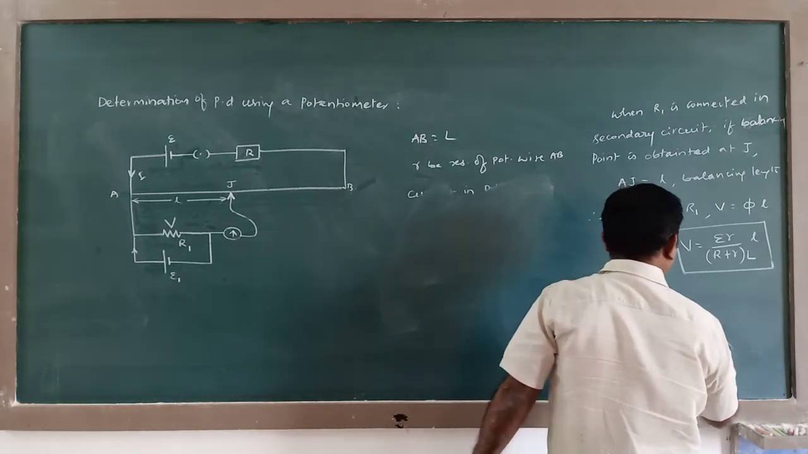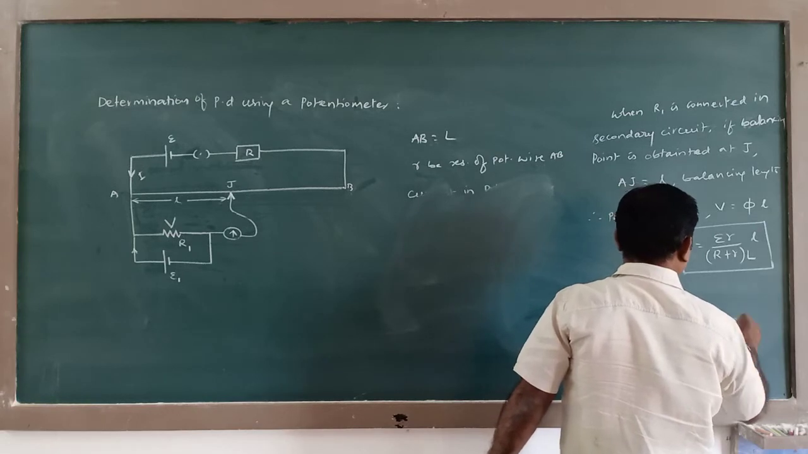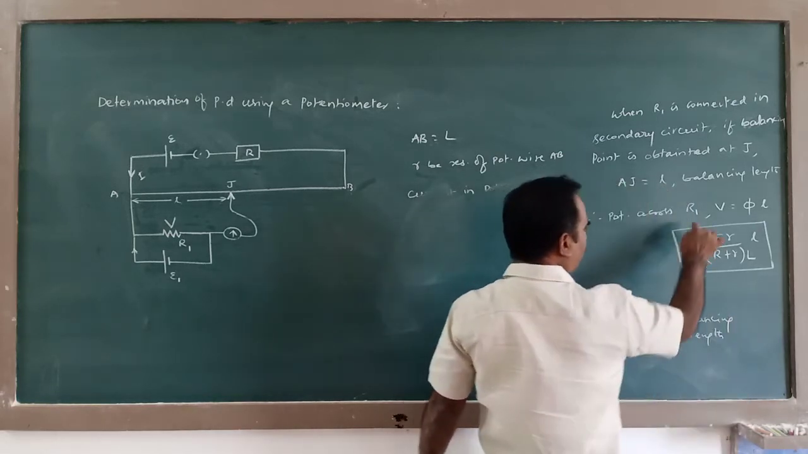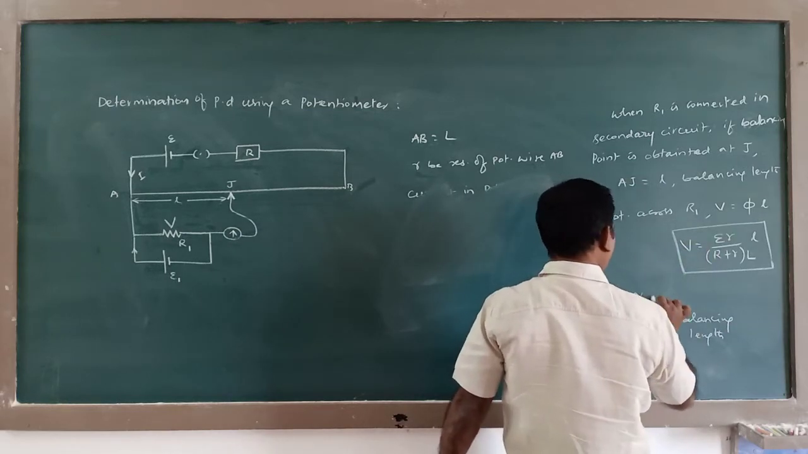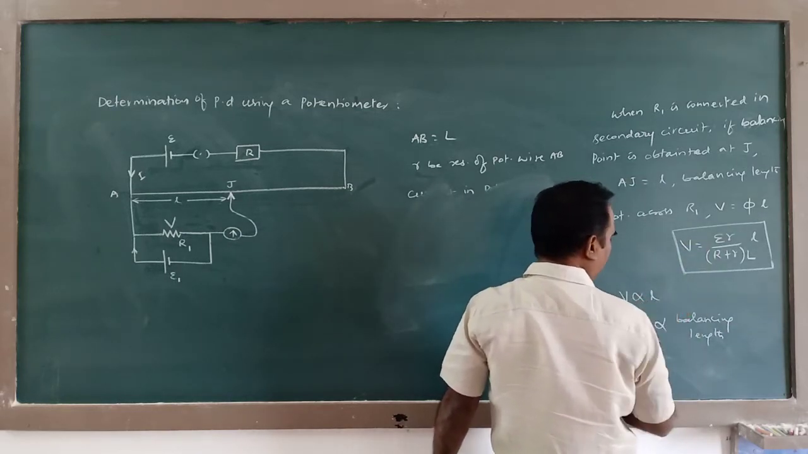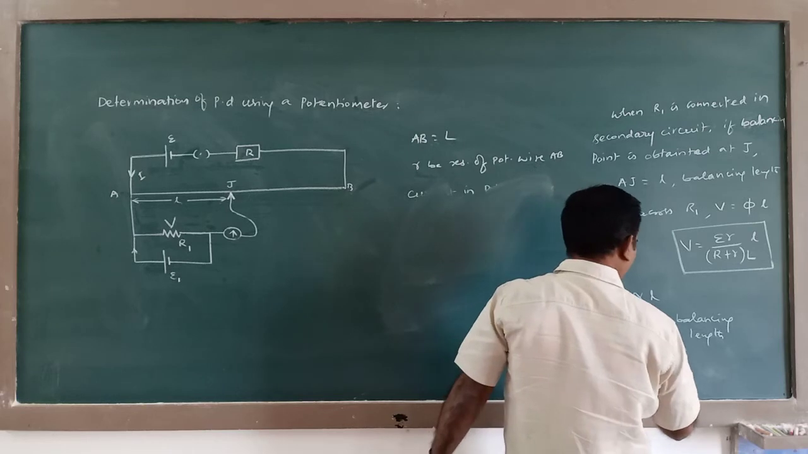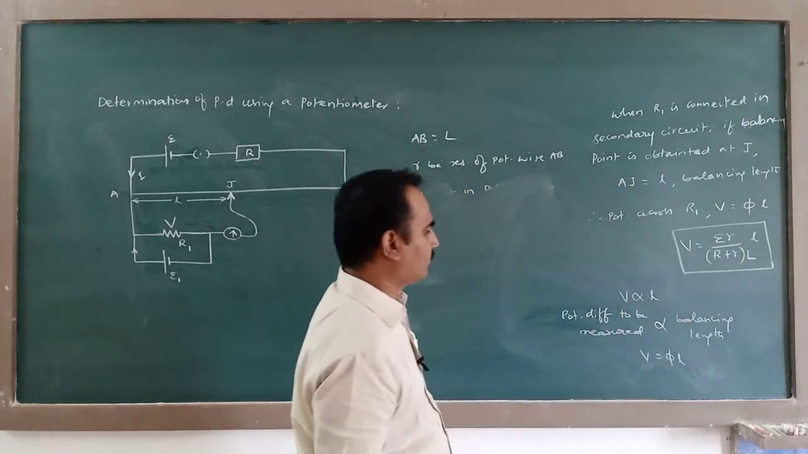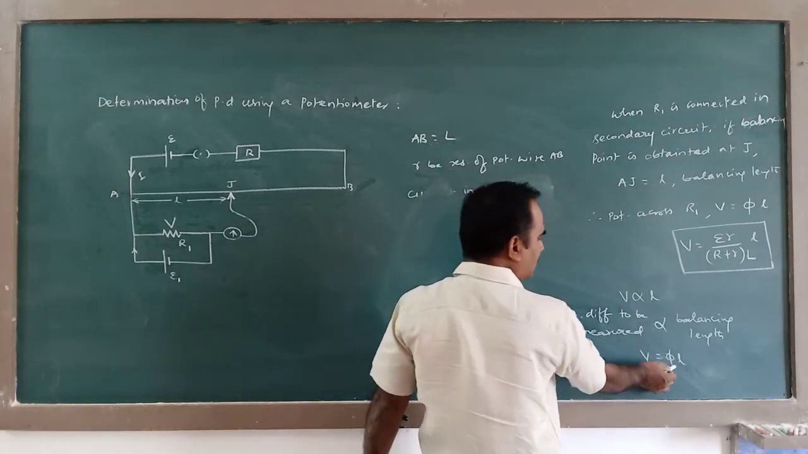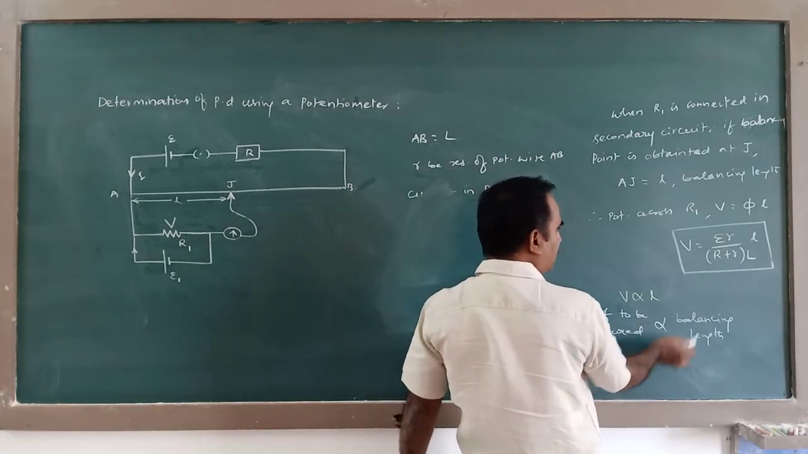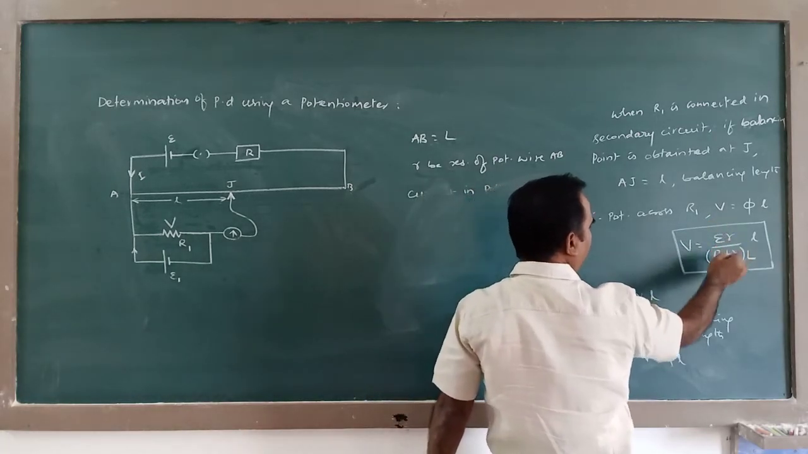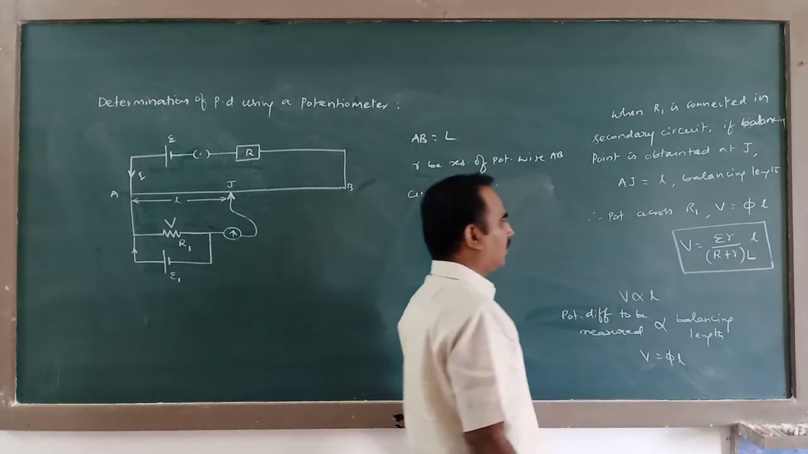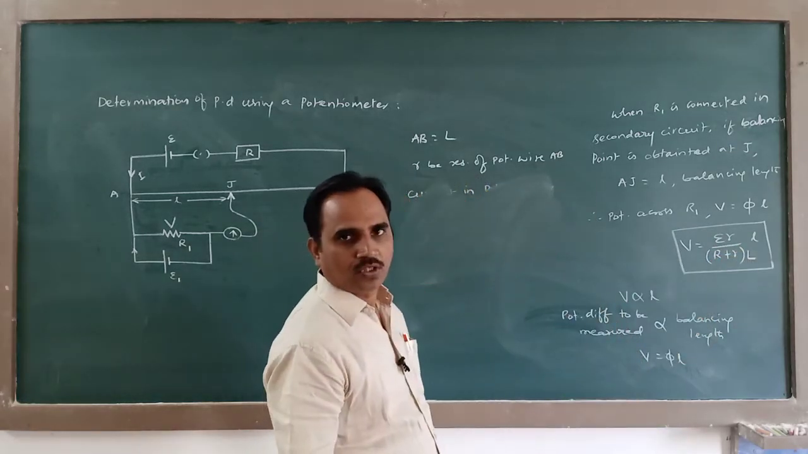It is proportional to balancing length. So V is proportional to L, so V is equal to phi L. This is called the principle of potentiometer. What is this phi? It is the potential gradient, which is given by the formula ER by (R plus r) into L.